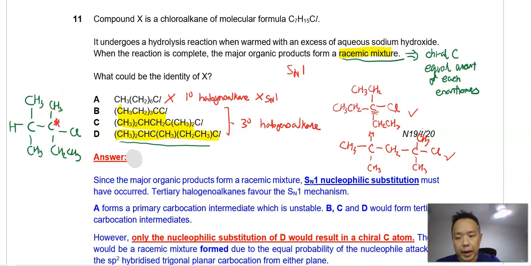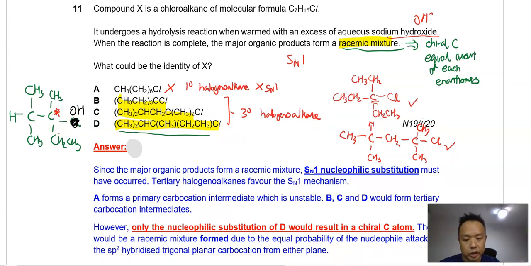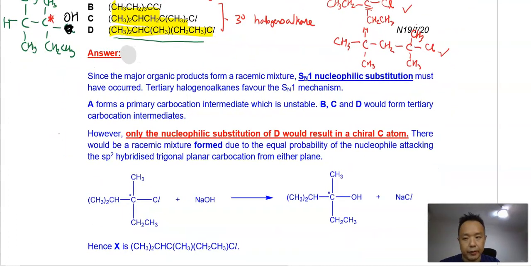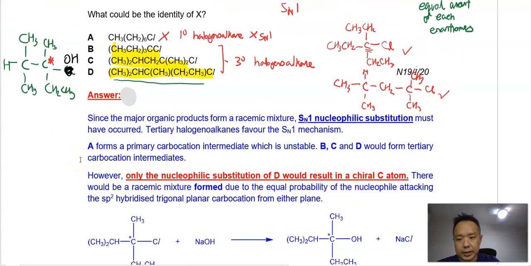Because you have a chiral carbon, after the OH hydrolysis, when you use sodium hydroxide and replace the Cl with an OH, you still have a chiral carbon, and that's where you have a racemic mixture. So you must have a chiral carbon in the end of the reaction. That's the only way you can have a racemic mixture, because you need to first form enantiomers. So that's why the answer is therefore D.